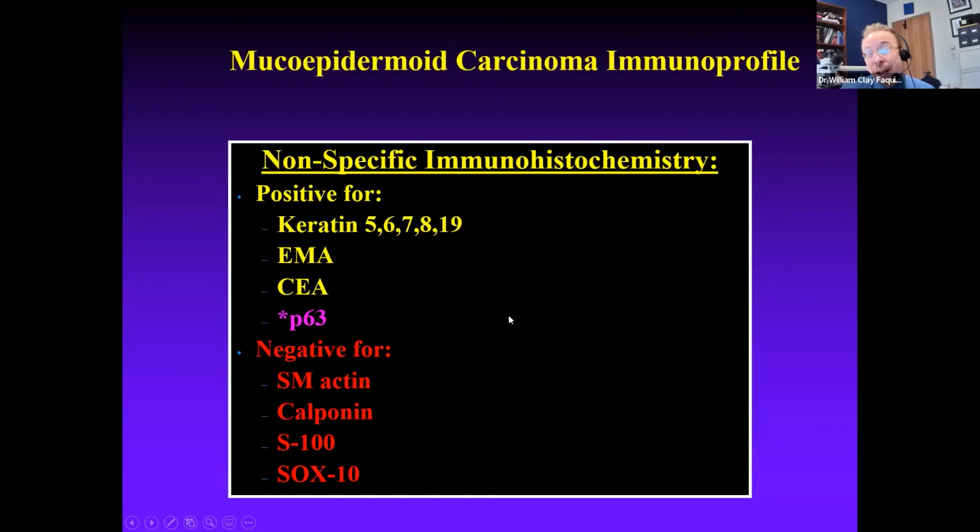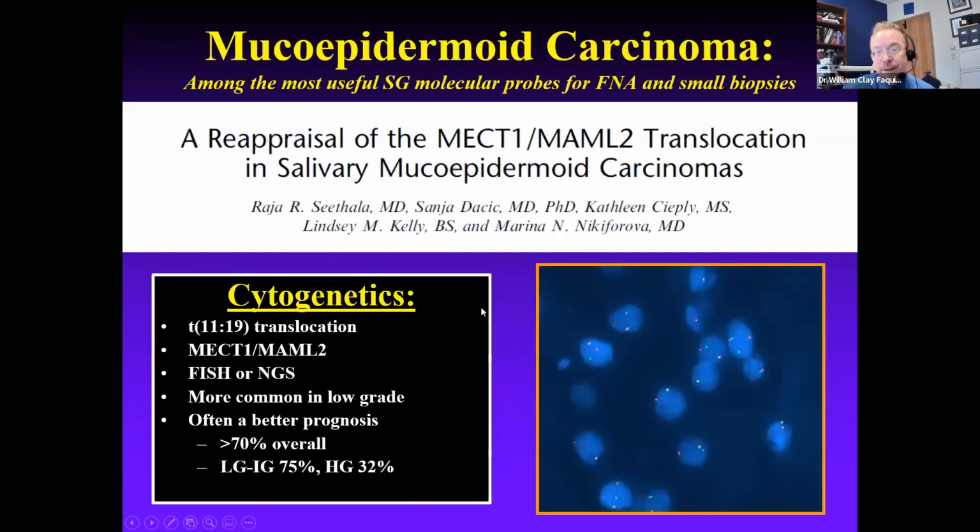Immunohistochemistry is not very helpful for mucoepidermoid carcinoma. The one thing I would say is that if I have a cell block, I would want to see if I have a combination of mucin positive cells as well as P63 positivity in the scattered epidermoid cells. But again, not a specific immunoprofile.